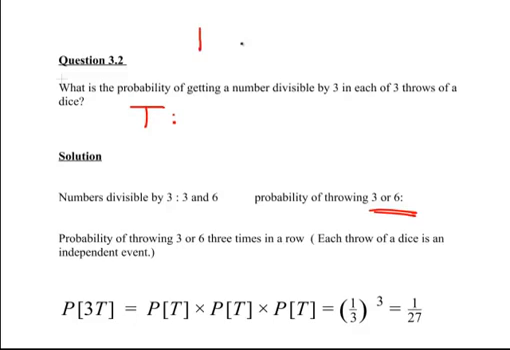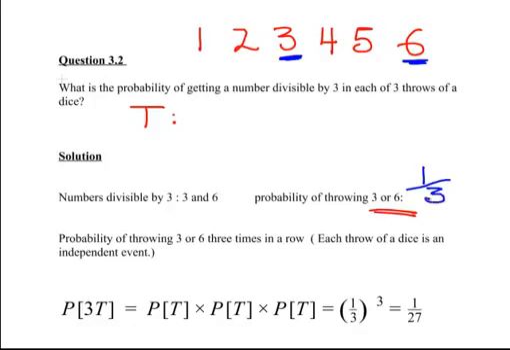Well, you have 1, 2. This is the possible outcomes of the throw of a dice. 1, 2, 3, 4, 5, 6. You have 6 numbers, and only 2 of those numbers are divisible by 3. So necessarily, the probability of throwing 3 or 6 is 2 sixths, or in other words, 1/3. Okay, so the probability of T is 1/3. Now, we're interested particularly in 3 throws of a dice.